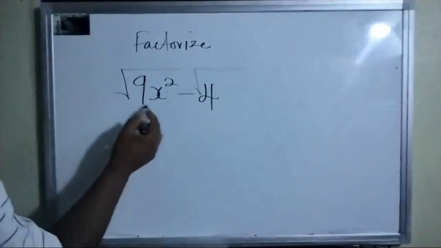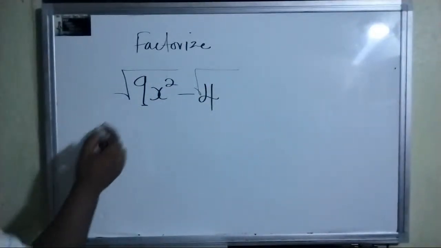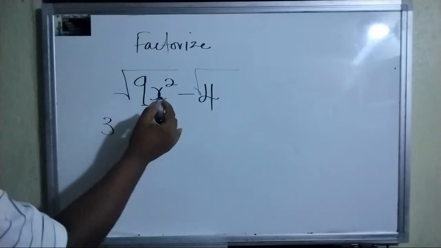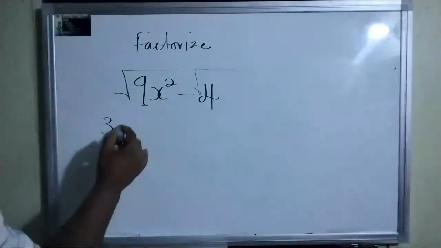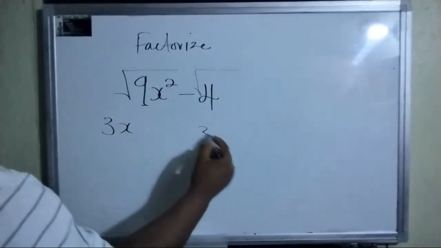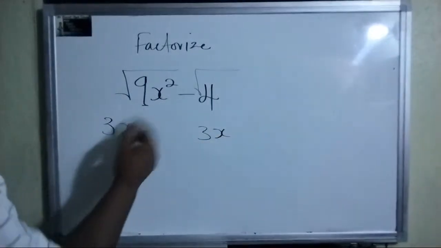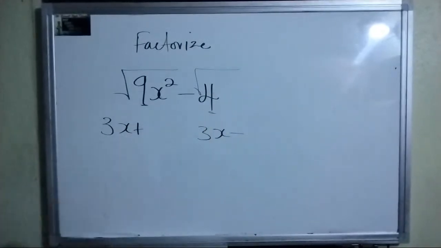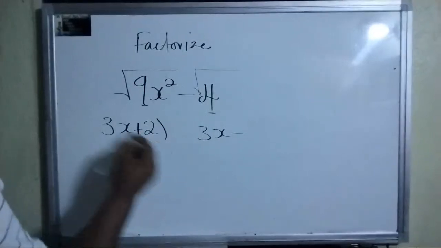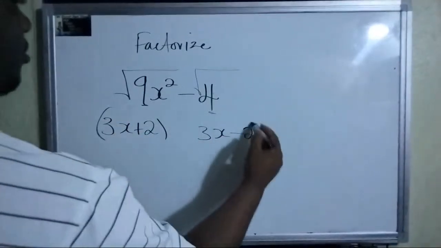Difference of two squares. What number multiplied by itself will give us 9? That's 3. What multiplied by itself gives us x squared? That is x. So put the 3 and x in place, one with a plus, one with a minus. Go to the next one. What number multiplied by itself gives us 4? That would be 2. So there we have it.